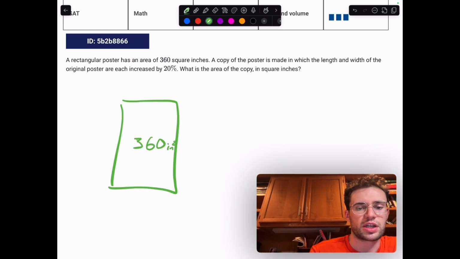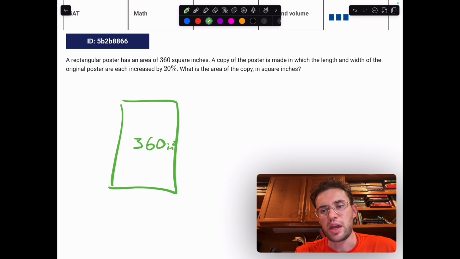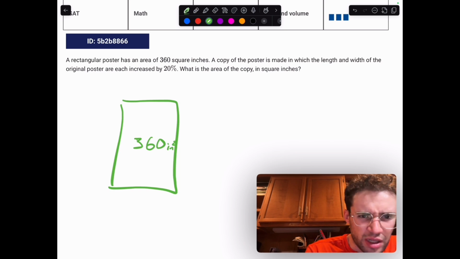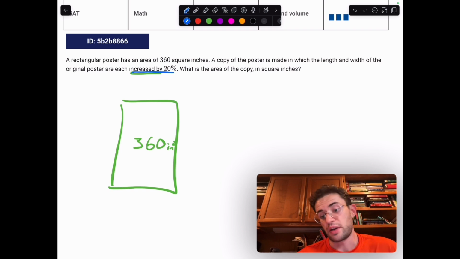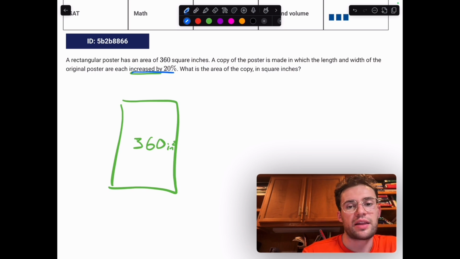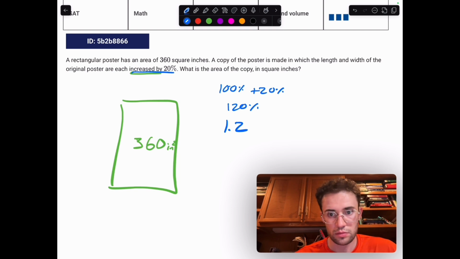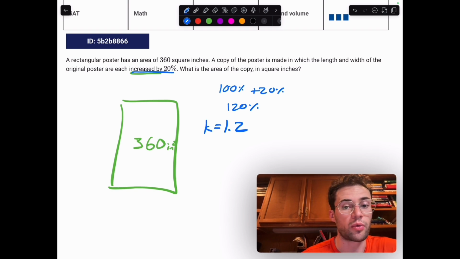So 360 inches squared. A copy of that poster is made in which the length and width of the original poster are each decreased by 20%. So what this means, or each increased by 20%, read carefully. What that means is we originally had 100% of the size of it, right? That being 100% just means that it's the whole thing, right? It's times 1. If you increase it by 20%, that's going to be 100% that you already have plus an additional 20%. So that makes it 120%. If you write that as a decimal, that's 1.2. So our scale factor is actually going to be 1.2.